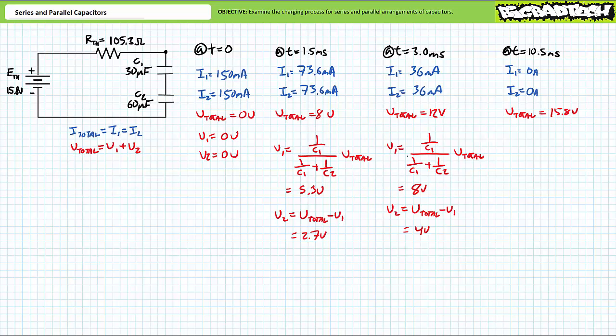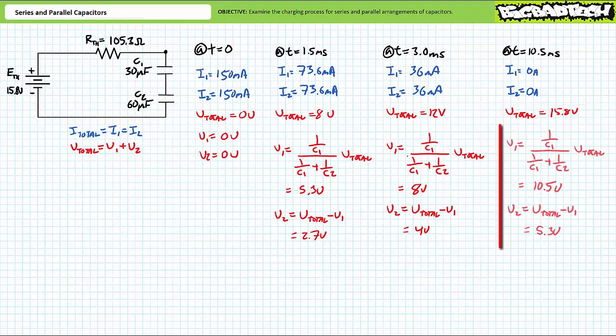Finally, at t equals 10.5 milliseconds, the charging process is complete and current flow ceases. Neither capacitor in the series relationship draws any current, and voltage across the total series combination of capacitors is 15.8 volts. An application of the indirect proportionality relationship demonstrates that C1, the smaller capacitor, experiences a larger voltage drop of 10.5 volts, and C2, the larger capacitor, experiences the remaining smaller voltage drop of 5.3 volts.